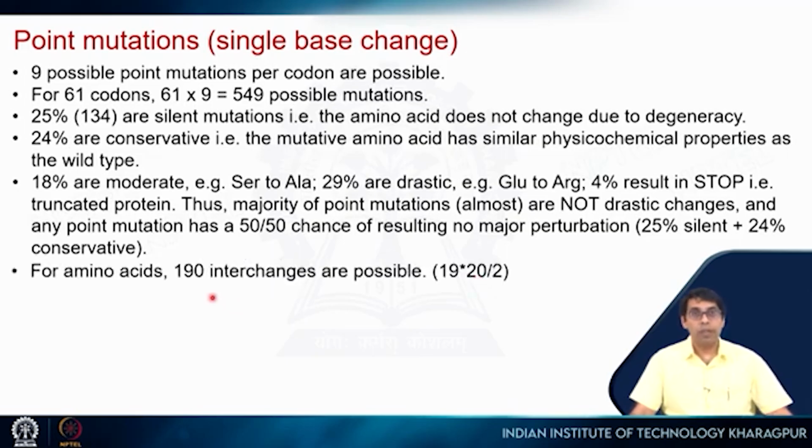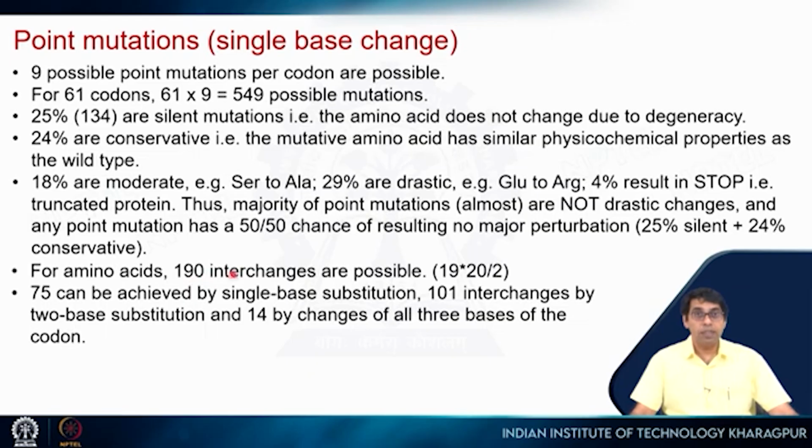Now if we think about amino acids, there are 190 interchanges that are possible, right. So you have 20 amino acids. Each amino acid can be mutated to 19 other amino acids, and alanine to leucine or leucine to alanine, we can call this the same interchange. So you divide it by 2, so that gives us 190 interchanges.